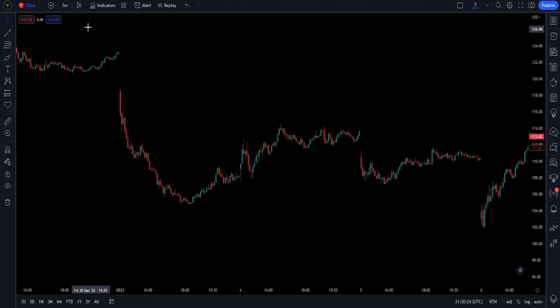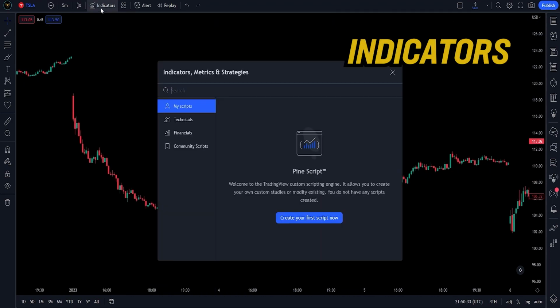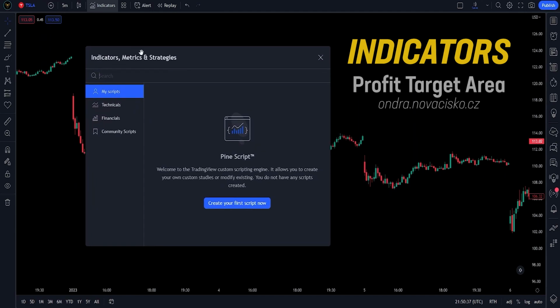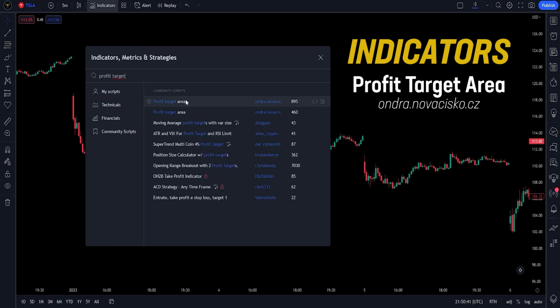So, we are currently looking at a 5-minute chart of Tesla. Now let's introduce our indicators. For this strategy, we will be using 3 indicators to scalp the market, so open up this Indicators tab, and let's add them to our chart. The first indicator we will be using is called Profit Target Area. We will be using this one, so just left-click it to apply it to your chart.